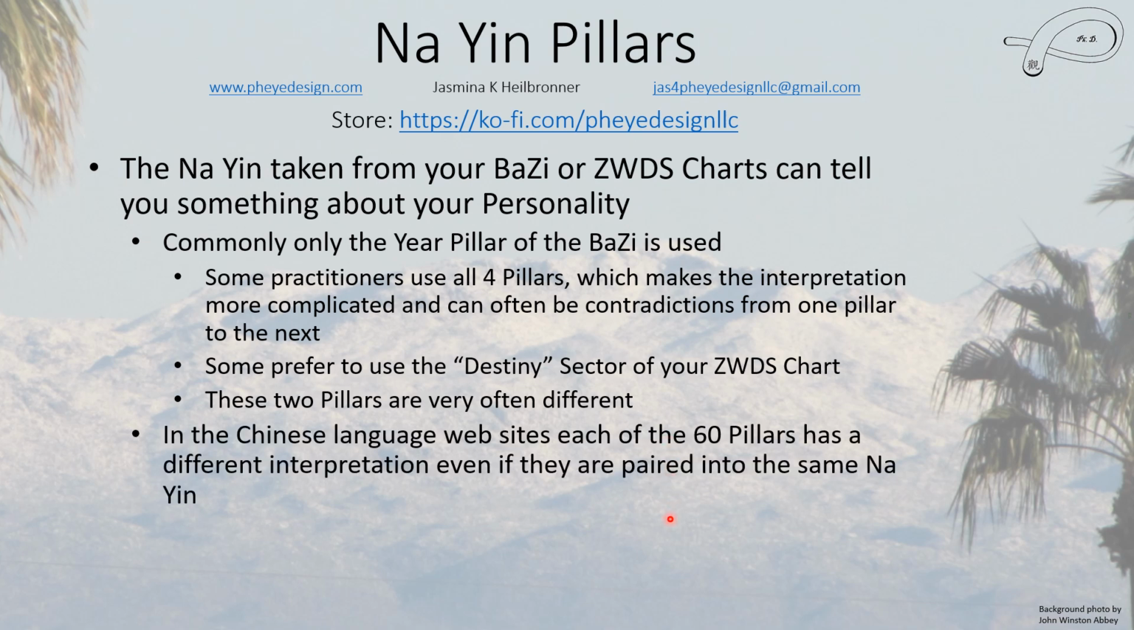Now, the Chinese language websites are quite a bit different than the English language ones. In the Chinese language websites, there are 60 pillars, and of course it's converted into they're paired together, so there's 30 Na Yin. However, each of the 60 pillars is given a different interpretation. So it's quite a bit different from the English language websites.